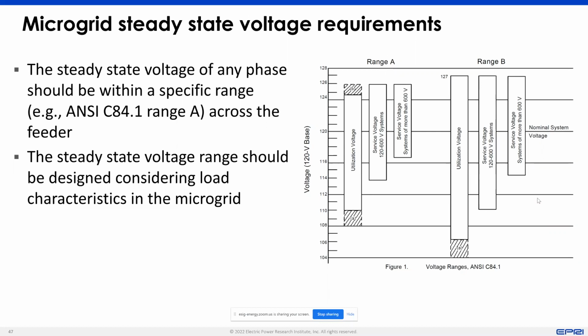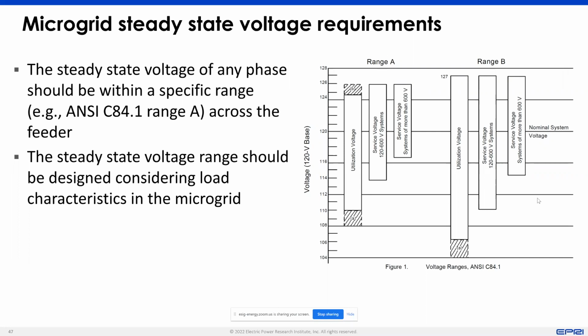One simple example is on a system level, we want the voltage to be maintained within this NC range A, which is basically between 0.95 to 1.05 per unit. Now we want this voltage to be maintained throughout the distribution feeder inside that microgrid. Can we rely on the grid forming inverter itself to achieve that? The answer is it depends. It depends on the scale of your microgrid. It depends on the location of the grid forming inverter.